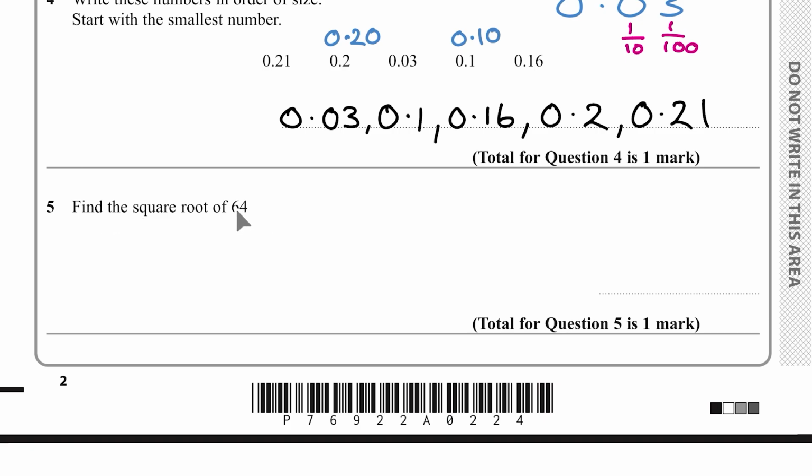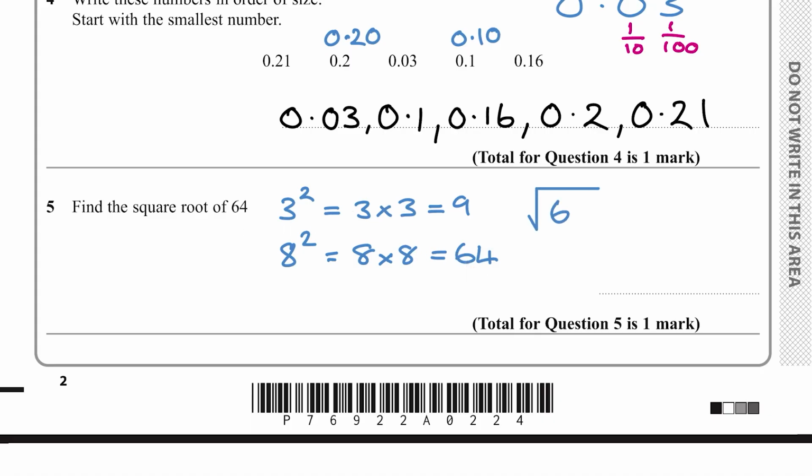Question 5, find the square root of 64. Hopefully you know your square numbers. So examples would be 3 squared, so that's 3 times 3, and that equals 9. But here we're dealing with 64, so that's going to be 8 squared because 8 multiplied by 8 is 64. And the square root is just the undoing of that. So square root is this. Square root of 64 would equal 8.